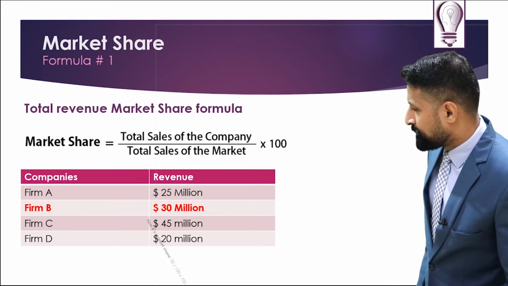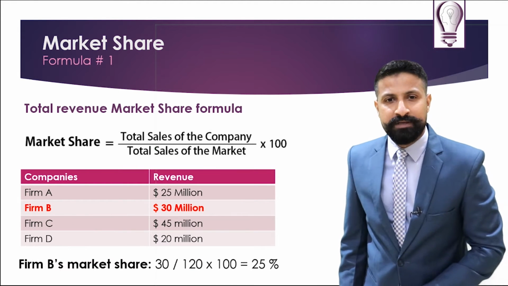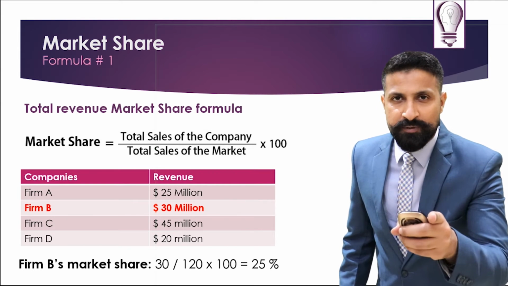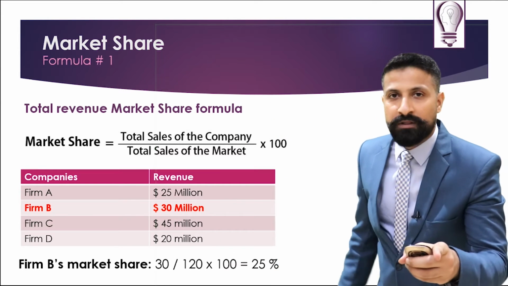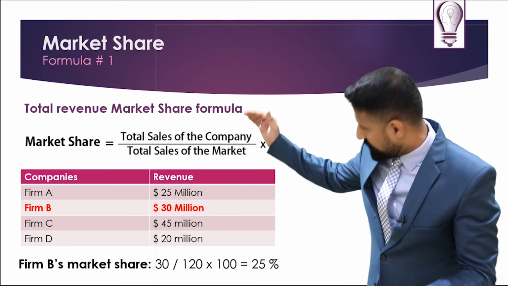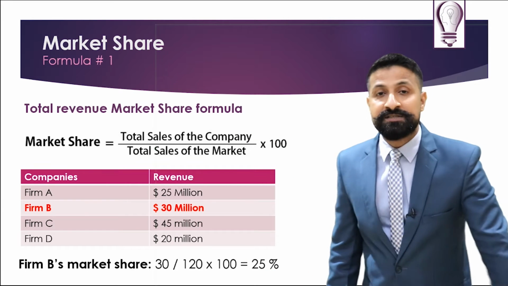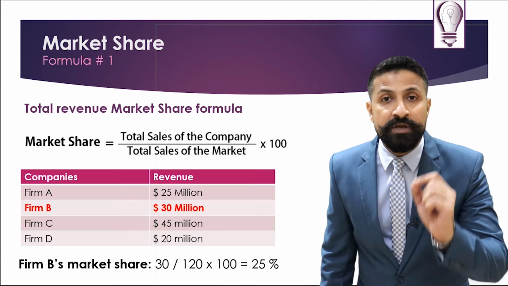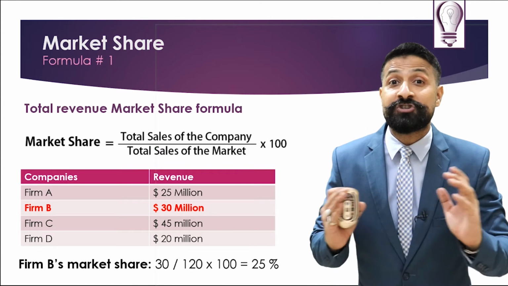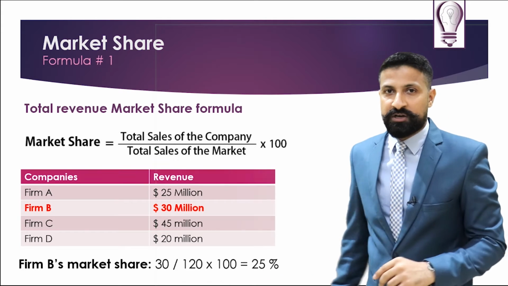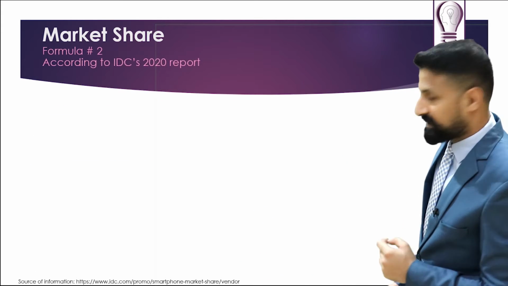Easy. Look here. This is how we will calculate it. 30 over 120. Where did this 120 come from? When we added all the sales revenues of all firms. 30 over 120 times 100. That means firm B owns 25% market share. Getting my point? The second way of calculating market share is what you see on your screen now.